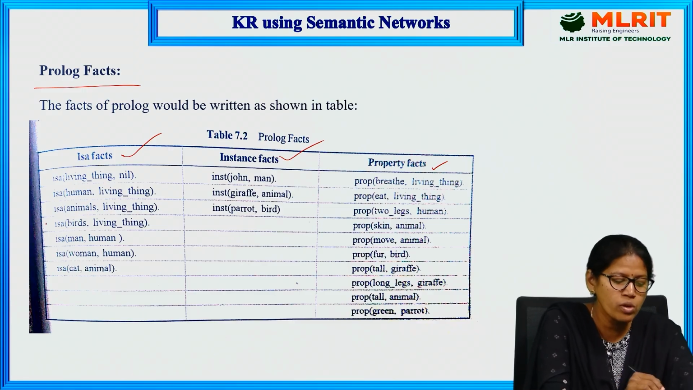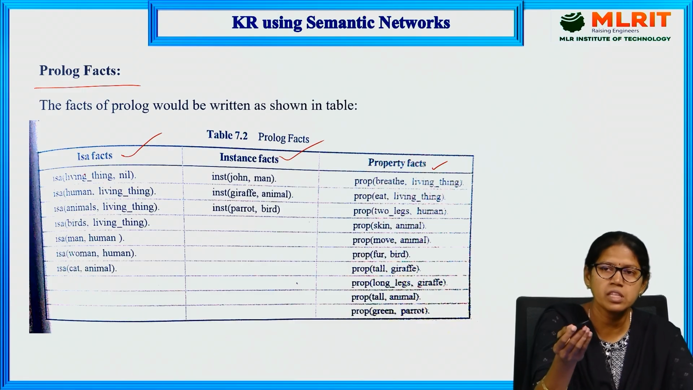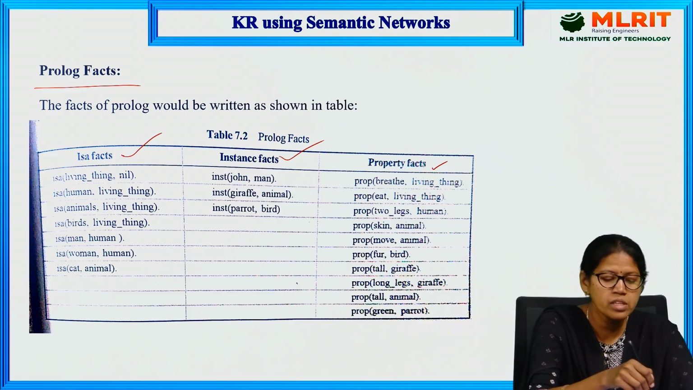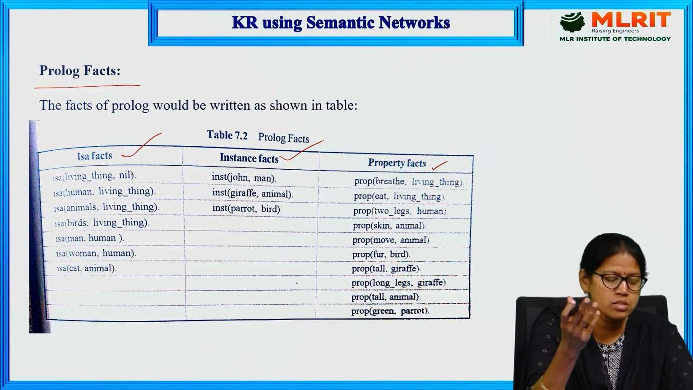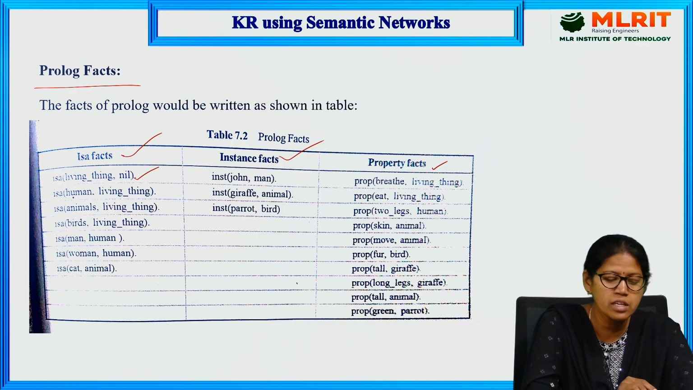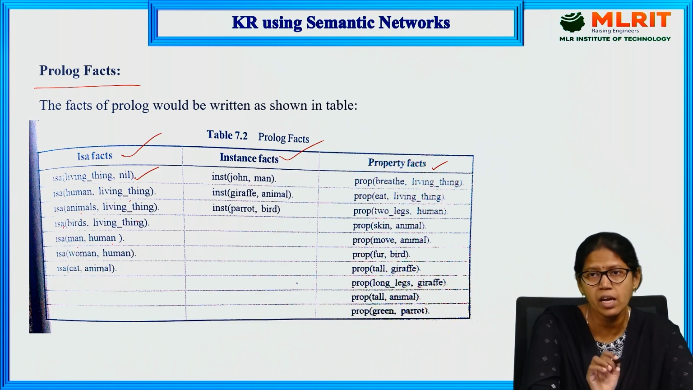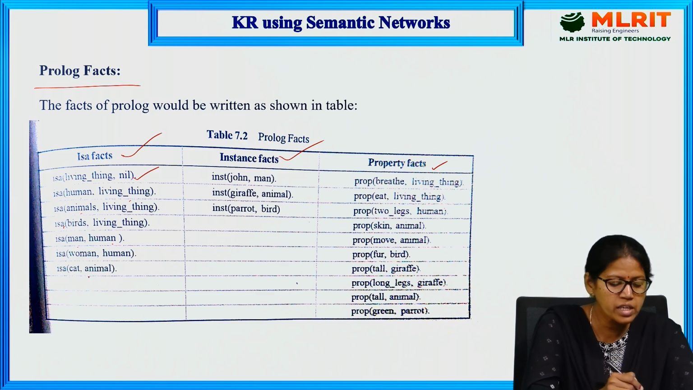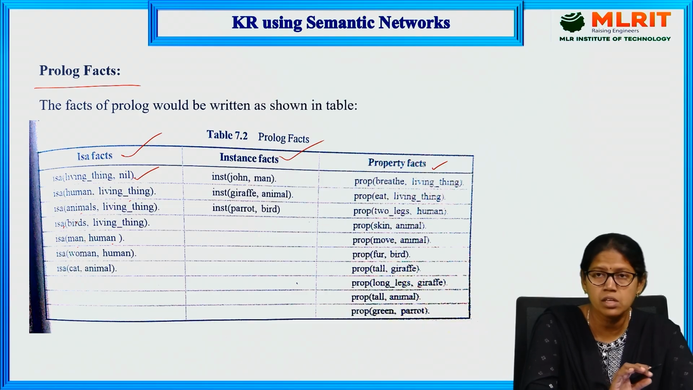So isa, what are the isa facts? First, living thing: there is no superclass to living thing, that's why we have taken nil. Next is human, living thing; animal, living thing; bird, living thing; man, human; woman, human; cat, animal. In such a way we can write it. This is what we have from that knowledge base.